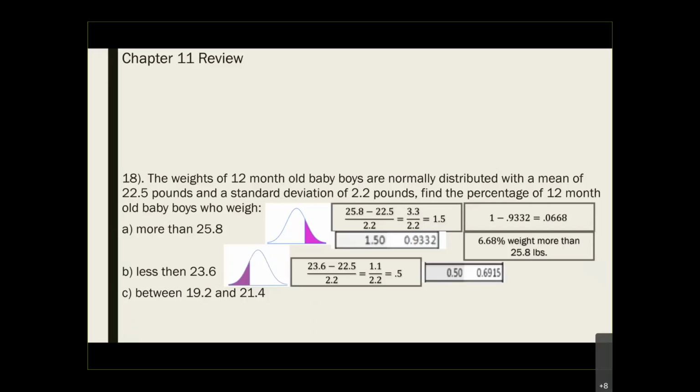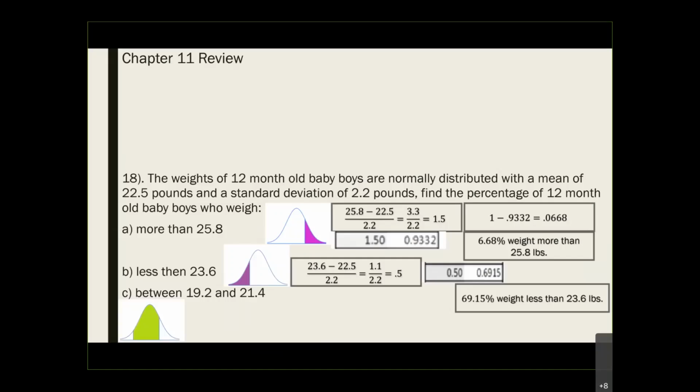And once you have this, do you agree that because we're looking for the item on the left, my answer is 69.15%? 69.15 percent of the 12-month baby boys will weigh less than 23.6 pounds, right?